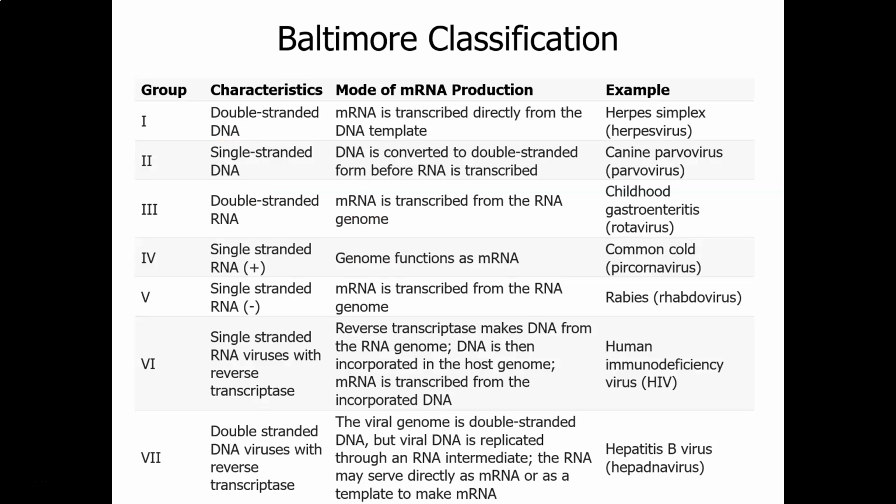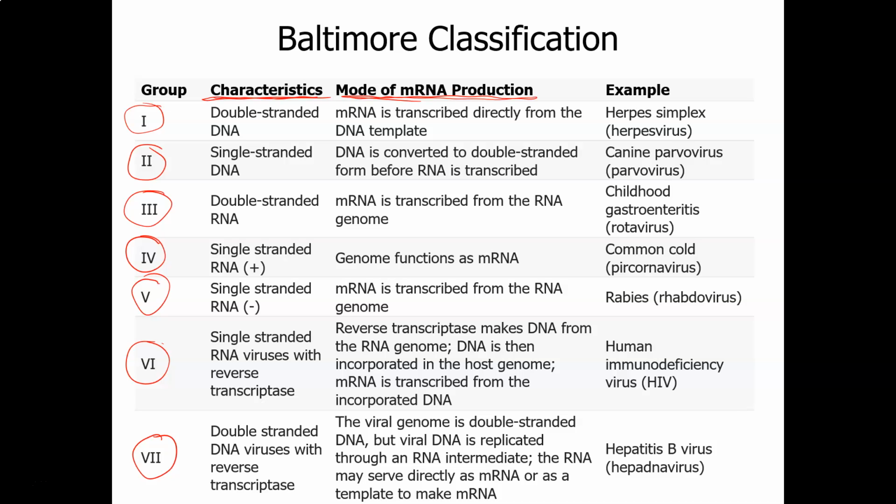Now, in the Baltimore classification, this is the classification system we use today, there are 7 groups, and it's all based on what is the nucleic acid core, and what is the mode of transcription or the mode of messenger RNA production. So the characteristics are going to be whether it's single-stranded or double-stranded RNA or DNA, and then the mode of messenger RNA production is going to be how transcription occurs in that virus.